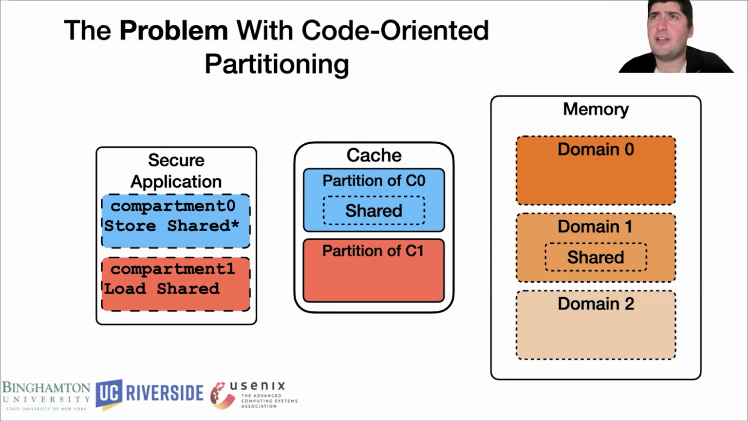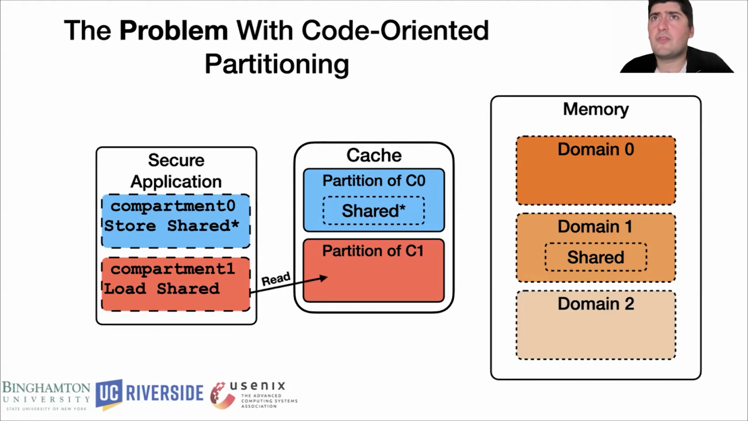Let's investigate the following example to understand this problem better. In this setup, the cache is split into code-oriented regions, meaning that compartments 0 and 1 are each provisioned with a single partition while domains remain in the memory. Here, compartment 0 performs a write to the shared cache line in its partition. This modifies the state of the data, which is shown as shared star.